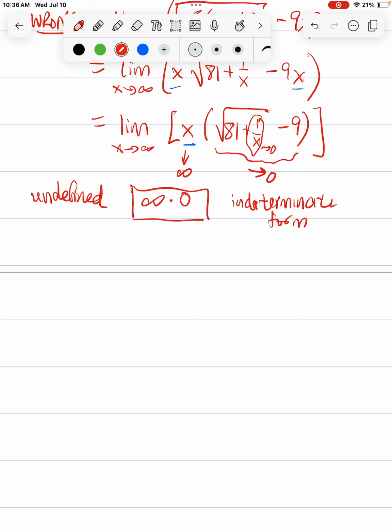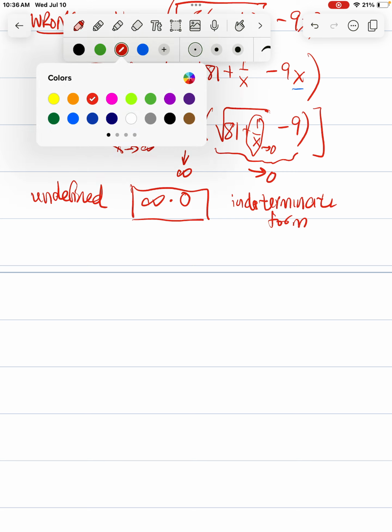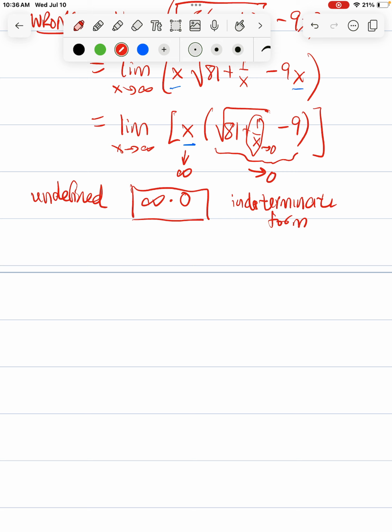But the reason why this is undefined is, and again, this is a thing where mathematicians decided not to give this any meaning. Okay, why do mathematicians decide not to give this any meaning? Well, because you can have something that's approaching infinity times something approaching 0, and then the limit can be anything you want.